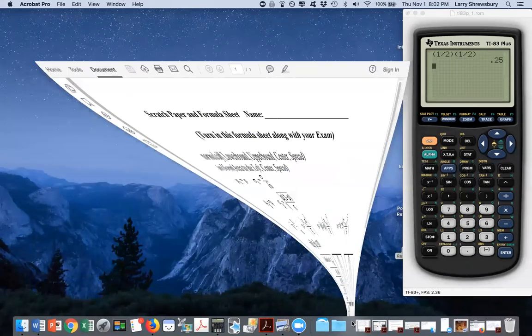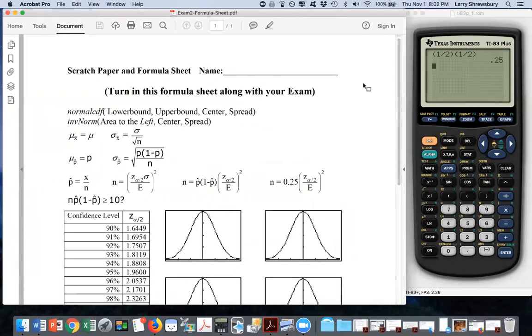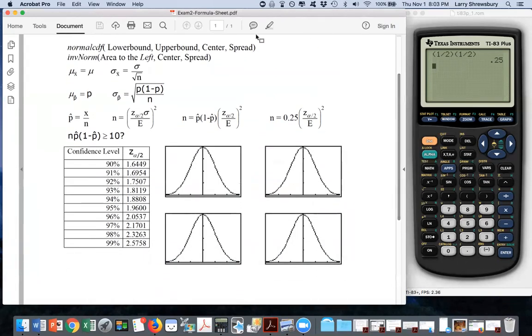Now, let's take a look at the formula sheet. This is going to be supplied to you. It'll be included with your exam number 2. So you've got your template for normal CDF and inverse norm, so you don't have to memorize those. If you've got a newer TI calculator, it prompts you for those. But if you're using an older calculator like me, it's nice to have this. Make sure you don't forget the order in which to put these things.